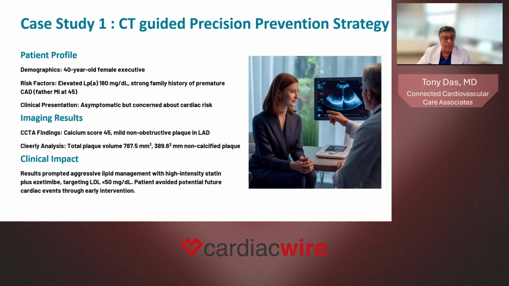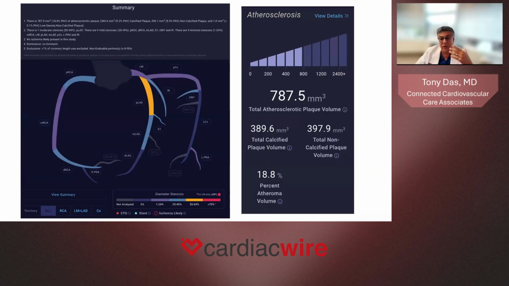This patient underwent a CCTA. Calcium score was only 45, had mild obstructive disease. You'd think you'd stop at that point, but the Clearly analysis suggests that there was a significant plaque volume, and the patient then opted to go on to high-intensity lipid lowering, dropping the LDL significantly to less than 50, and potentially avoided early intervention.